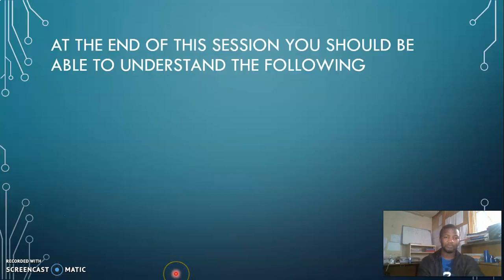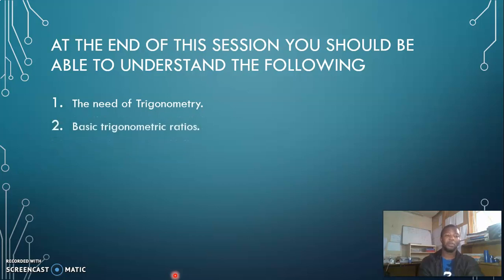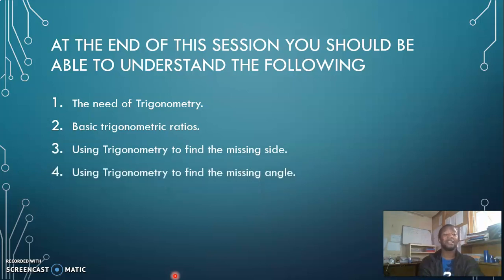Now let's go. At the end of this session, you should be able to understand the following. There are 4 things. Number 1, the need for trigonometry. Number 2, basic trigonometric ratios. Number 3, using trigonometry to find a missing side. And lastly, using trigonometry to find a missing angle.